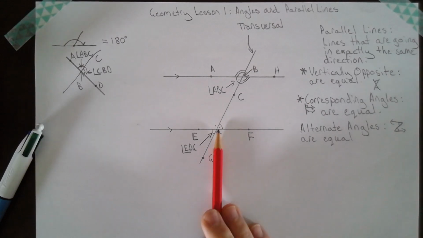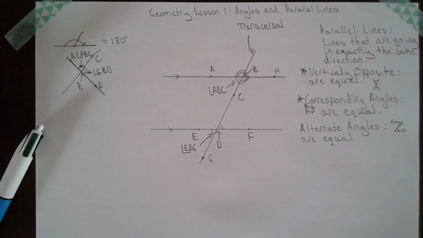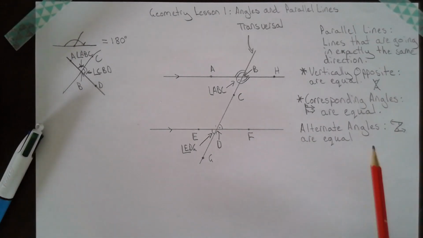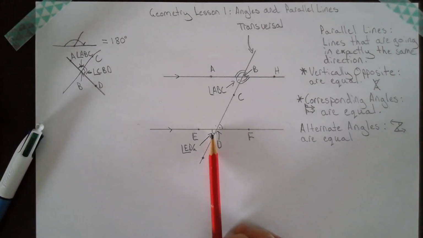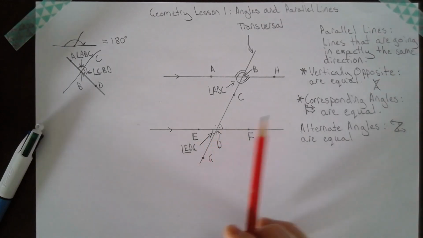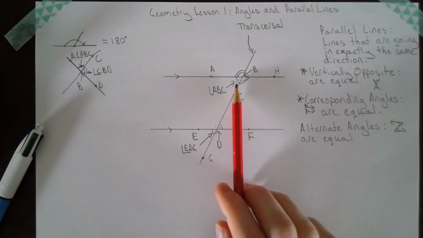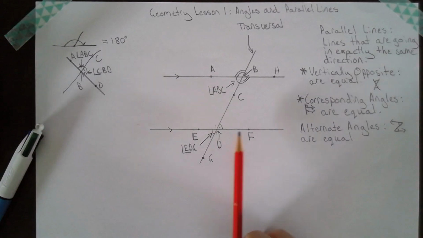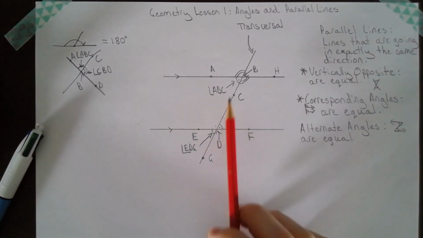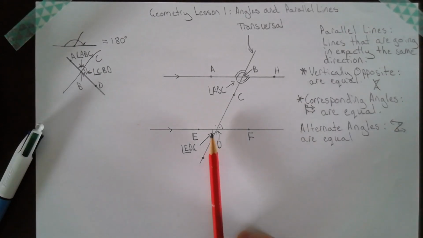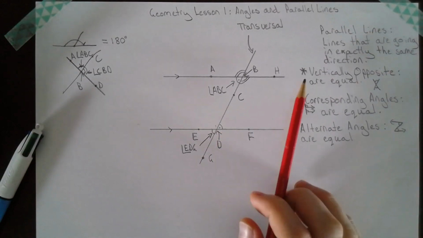So, if we know that this angle here, angle EDG, is the same as angle CDF because vertically opposite angles are equal, and we know that angle EDG is the same as angle ABC because corresponding angles are equal, then this angle in here, angle CDF, must be the same as angle ABC. I'll say that again. Angle EDG is the same as angle CDF because vertically opposite angles are equal. And angle EDG is also the same as angle ABC because corresponding angles are equal. So if those two things are true, then angle CDF must be the same as angle ABC. So we can say that alternate angles are equal.